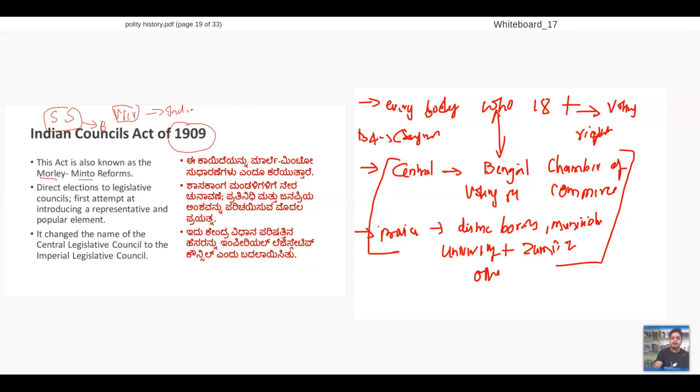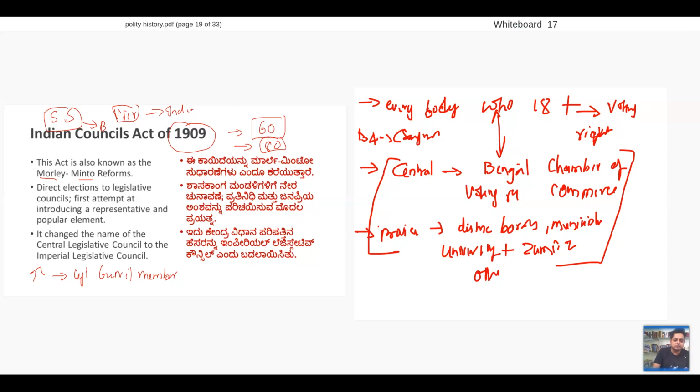Now, indirect election started in 1892, but direct election starts here. Will they start direct elections directly? No. They need to increase the legislative council members. There were 20 people in central, and they will increase to 60. And in the provinces, they will increase to 80. So the legislative strength is increased.